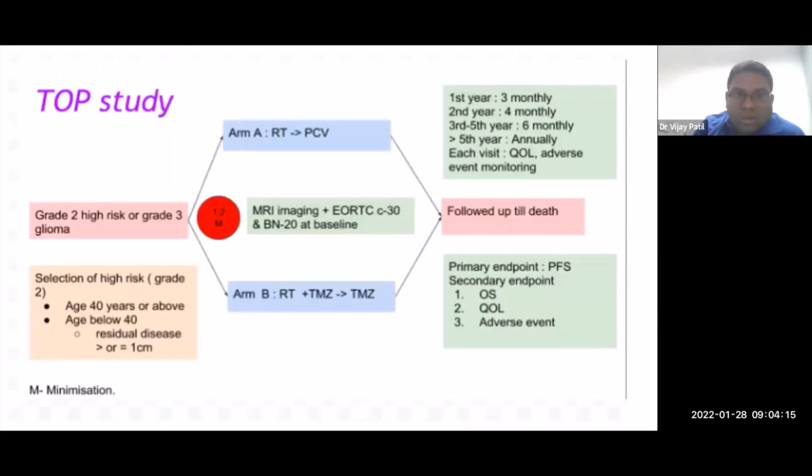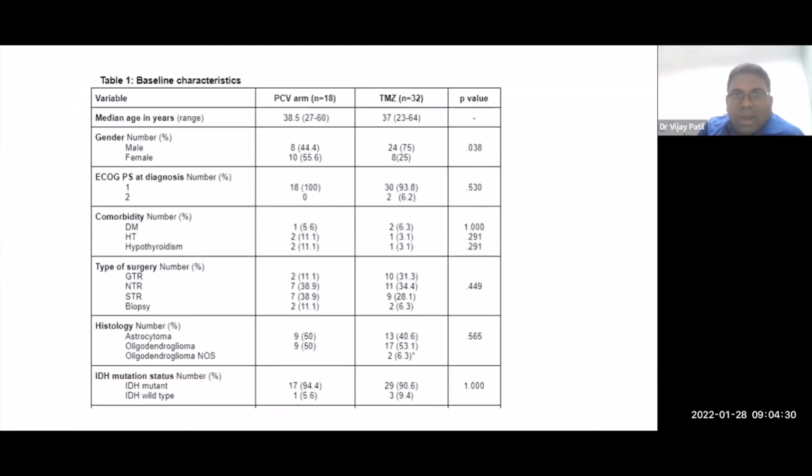So do we have some data from TMH? This is a good question, whether in low-grade gliomas what to give. We have a randomized study running at our center: RT followed by PCV, or RT with temozolomide followed by temozolomide. We have recruited quite a few patients in the study up till now. What I'm showing you is the results of the initial 50 patients, which Dr. Nandini presented at the SNO conference in 2021.